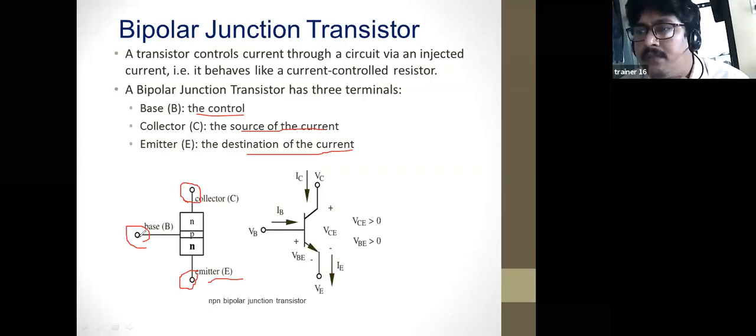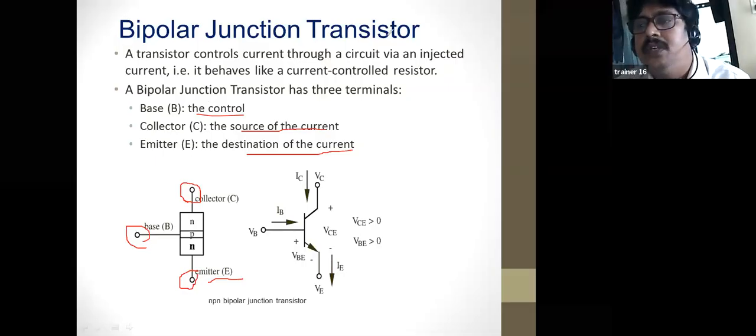All of you remember here. In the transistor, three terminals are there. The names of the three terminals are base, collector, and emitter. Here the collector is nothing but the source of the current. That means the current flows from the collector, and then the destination of the current is the emitter, and the base is the control element. It is the control.